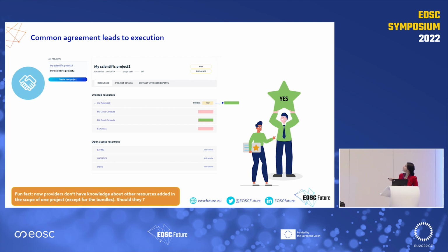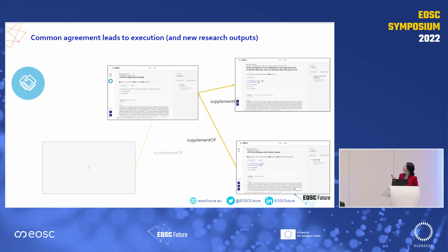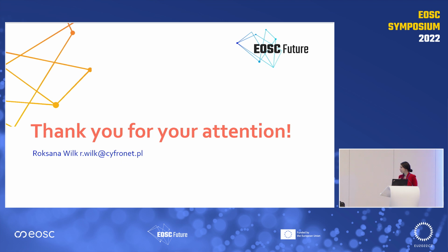So if we have the acceptance, there is an execution, and maybe, as a result, we'll have a new element in our catalog that was produced and will be linked to the research objects used and services used to deliver it. So this is all from me about access and execution. Thank you.